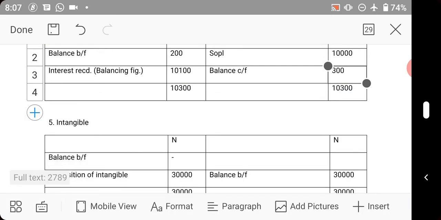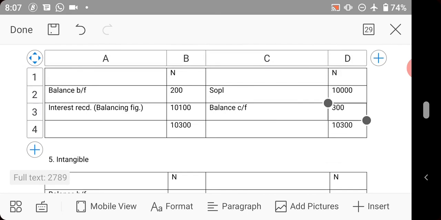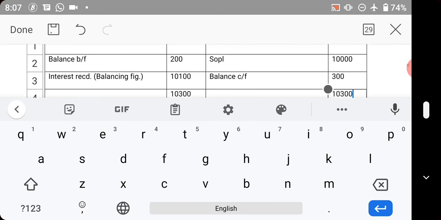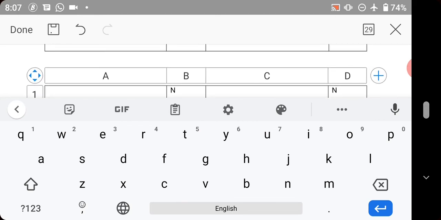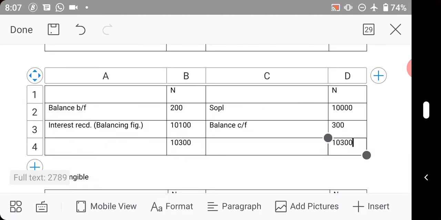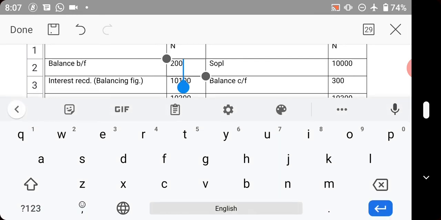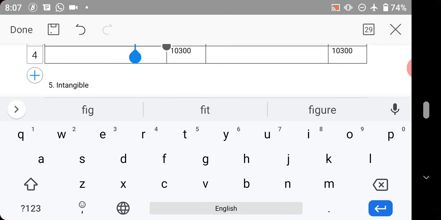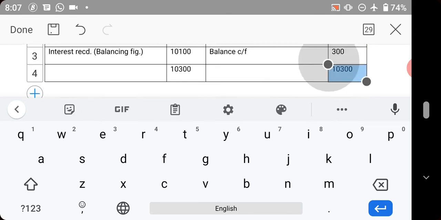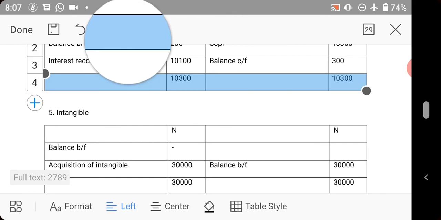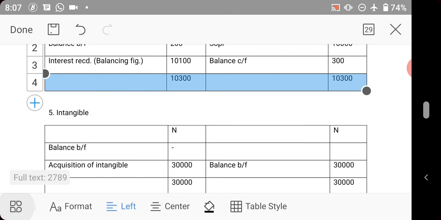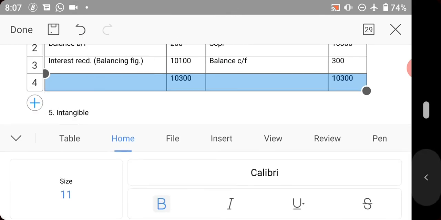Now, the interest received in the statement of profit or loss will be credited here. So if you add it, you have 13, minus the balance brought forward of 200, you now have a difference of what? 10,100, which is also a balance figure. Remember, that was what I've been calling it all this while. So I hope you have learned how to get a balance figure.